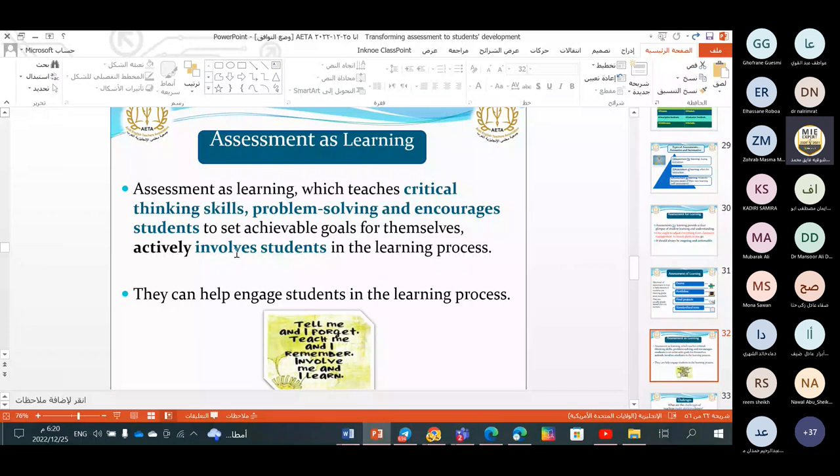Also, it involves students in the learning process. As we said previously, students are the center of our educational process, so we should be more careful about this point. Also, assessment as learning can help engage students in the learning process more and more.